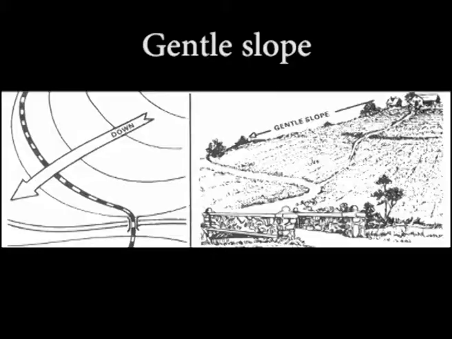The closer the contour lines, the steeper the slope. The farther apart the contour lines, the gentler the slope. 4 types of slopes can be distinguished. Gentle slopes, where the contour lines showing a uniform gentle slope will be evenly spaced and wide apart.